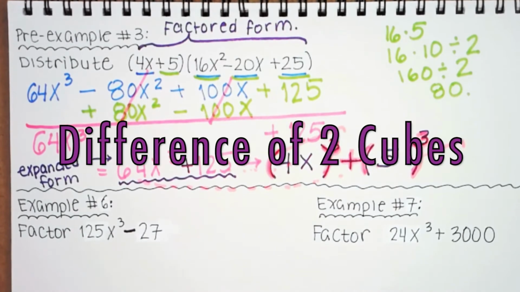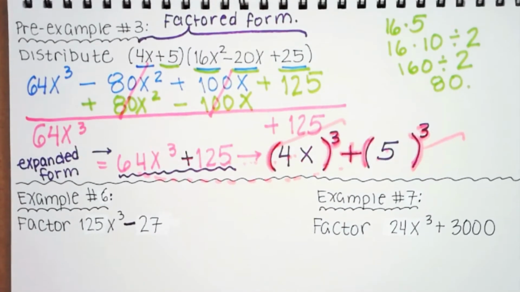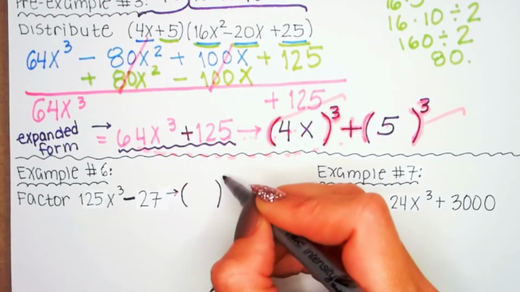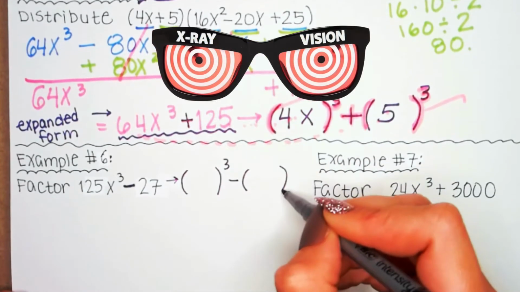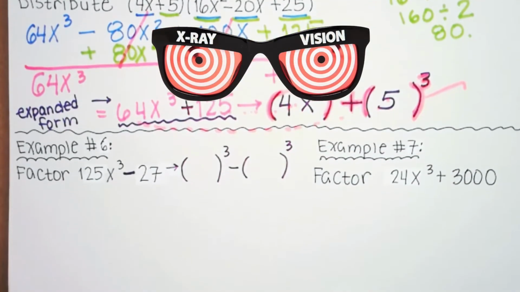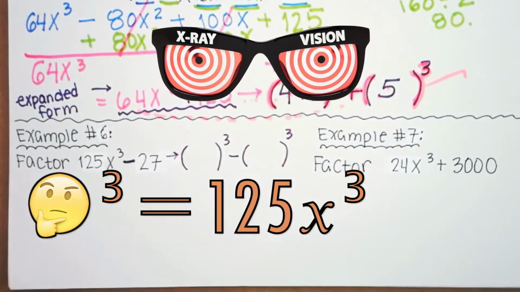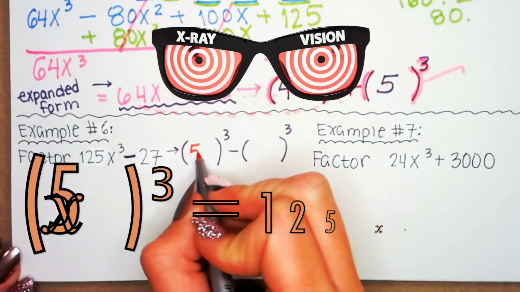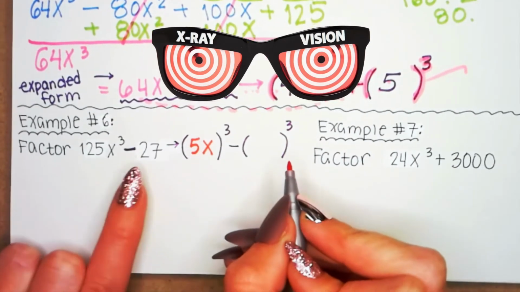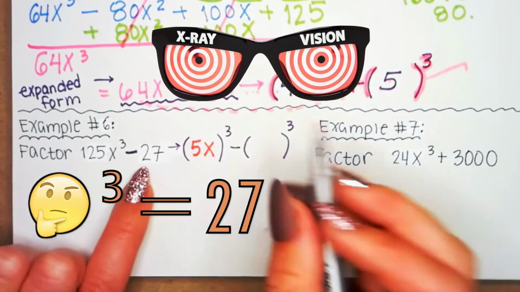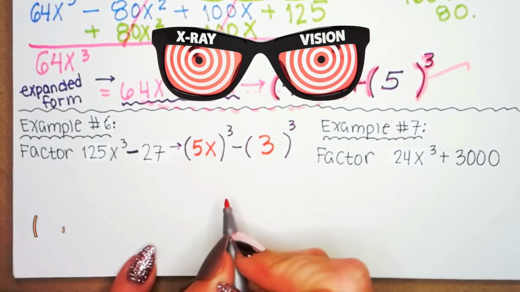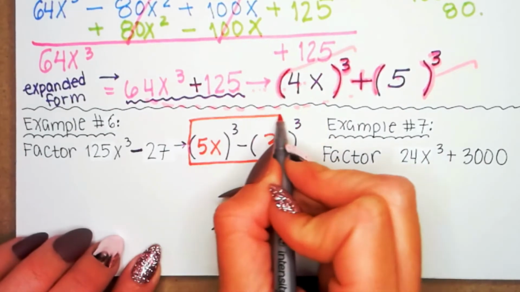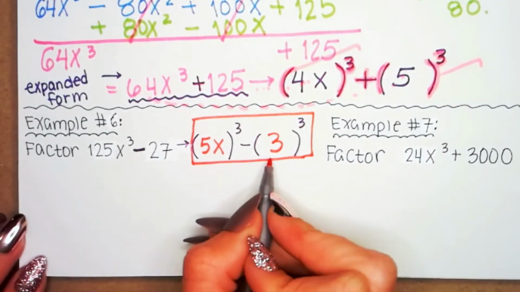Here, instead of the sum, we have the difference of two cubes, but still the same idea. First thing I'm going to do is draw a set of cubing vision glasses. What's being cubed to make 125x to the third power? 5x. And what's being cubed to make 27? 3. Once you have this set up, we're going to refer to this as we factor.